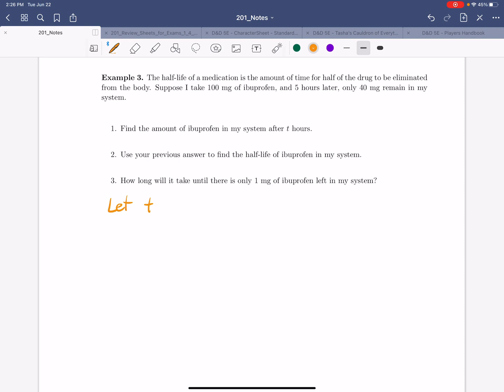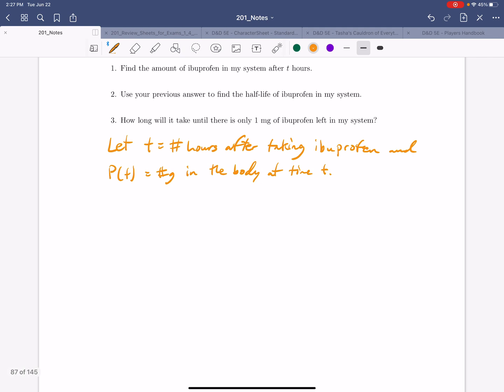And hopefully you know the drill by now, right? This is the number of hours after, I would say, taking ibuprofen. And P of T equals the amount of ibuprofen in your system, okay? So, modeling approach, the same sort of thing. So, P of 0 equals 100, and P of 5 equals 40.